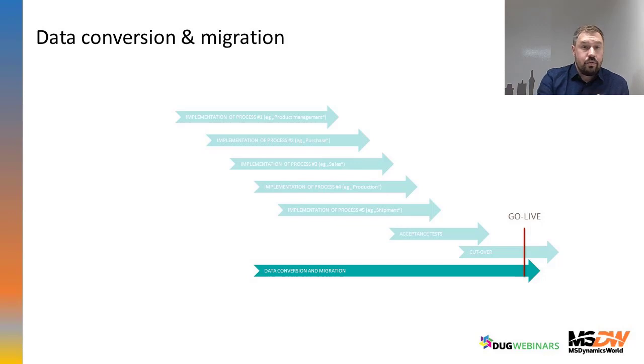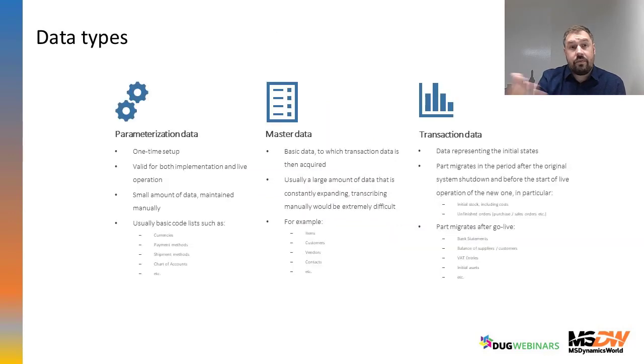The last part of the schedule is data conversion and migration, which can be done by you as a vendor, by the customer, or by some specialist who can be hired only for this, but the labor which the work requires is the same for anybody who does it. So from this we have three data types: parameterization data, master data, and transaction data. Parameterization data are one-time setup data, like currencies, payment methods, shipment methods, chart of accounts, and so on.